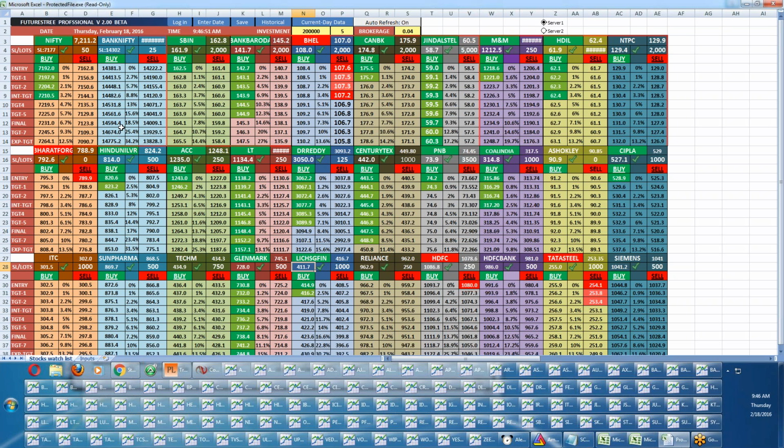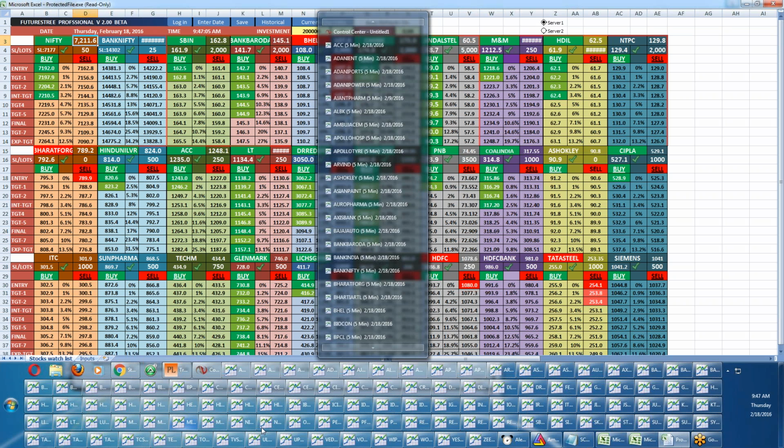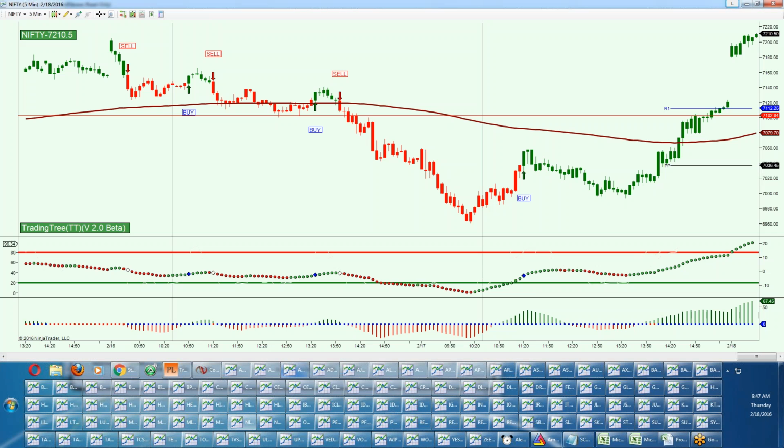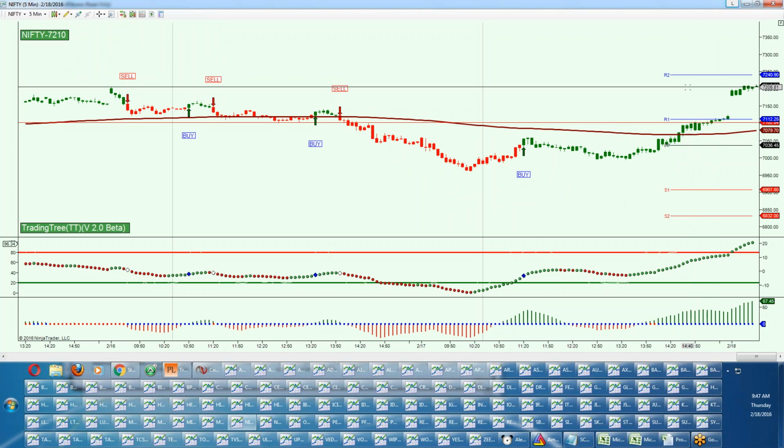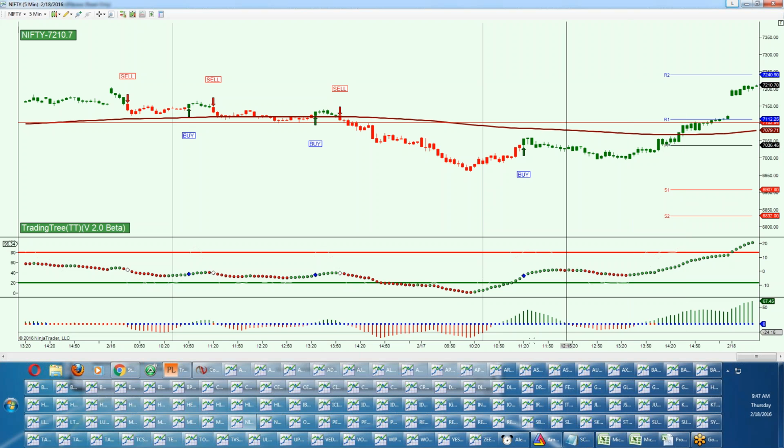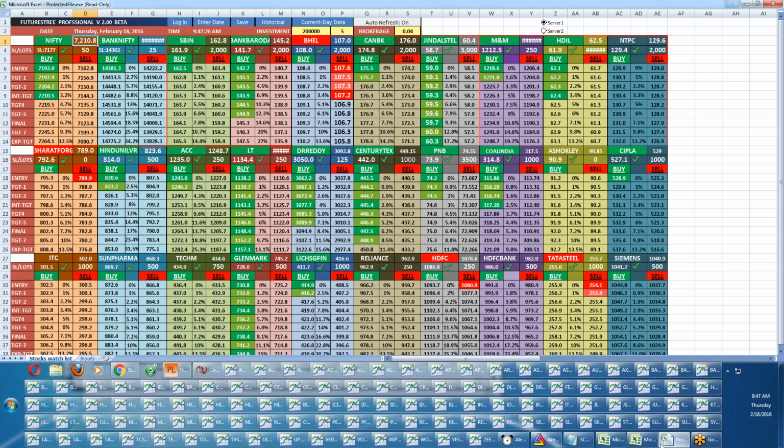So Nifty has done its intermediate target. Now it is at 7211. So let me just get the chart for Nifty and let's see what will be its position. So it's already broken this 7205. 7240 could be a possibility for Nifty. So 7240 in the sense it will make its final target, roughly around 40 points profit.